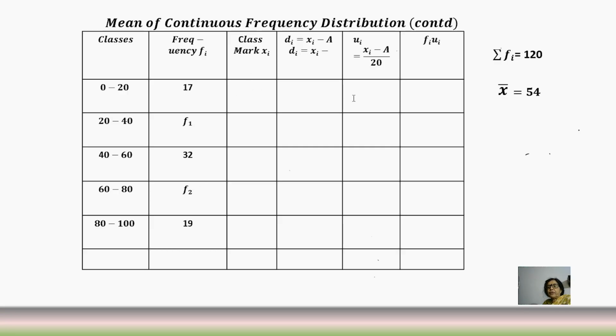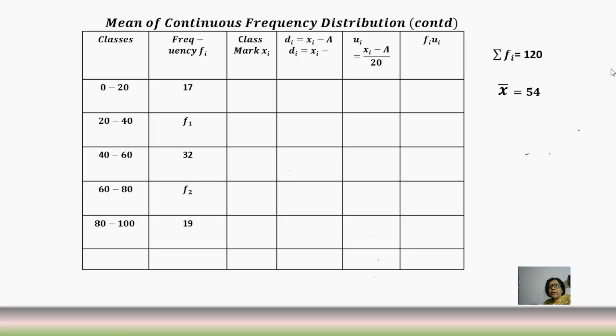So first of all, I am solving the question by the step deviation method. You can also solve it by the direct method or even by the assumed mean method. I'm doing it by the step deviation method so that the calculation simplifies further.